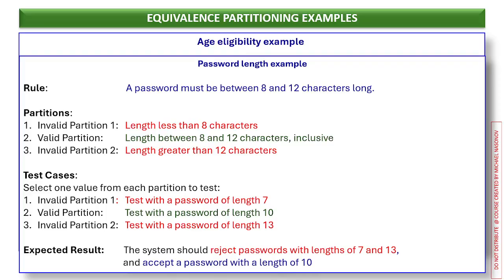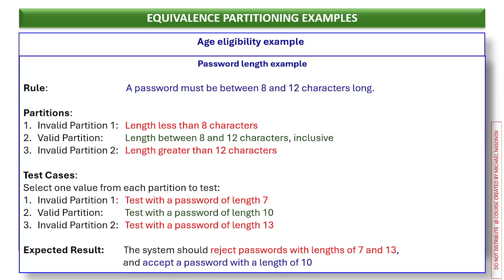Second example. Password length example. The rule is a password must be between 8 and 12 characters long. What are our partitions? There are three of them. Invalid partition 1, length less than 8 characters. Valid partition, length between 8 and 12 characters, all inclusive. And third partition, invalid partition number 2, length greater than 12 characters.